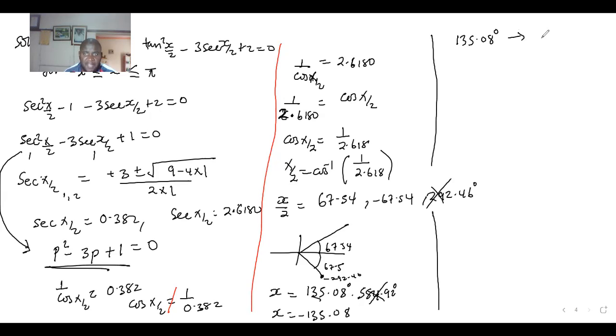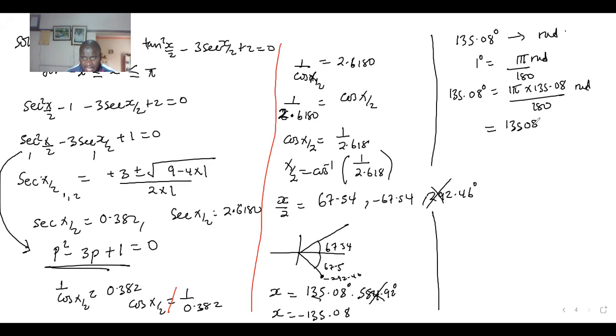135.08 degrees to convert to radians. Remember, 1 degree is equal to 1 pi in radians out of 180. So therefore, I'll get 135.08 degrees is equal to 1 pi times 135.08 out of 180. Now these are what? Radians. What answer do you get? You leave pi in your answer, you'll end up having 13508 out of 18000 pi.